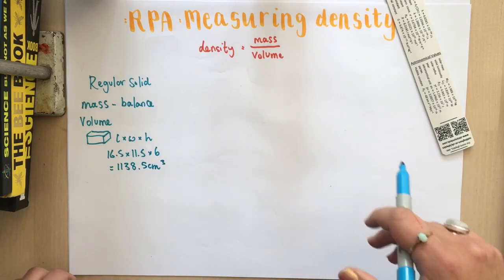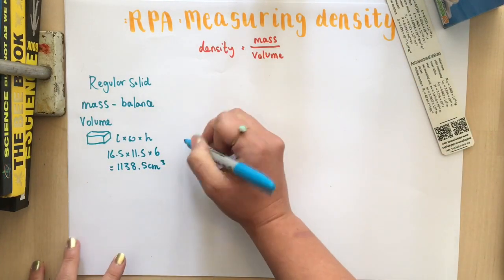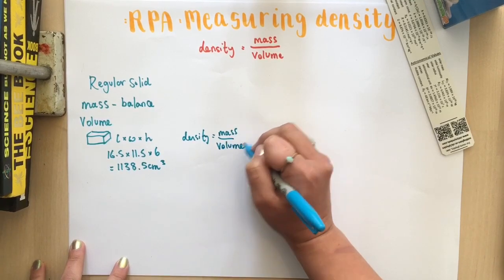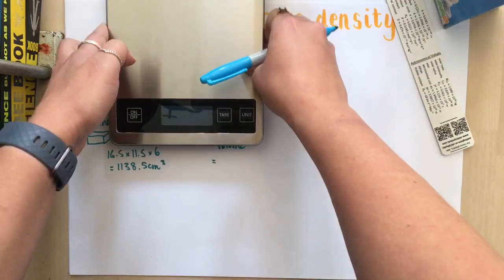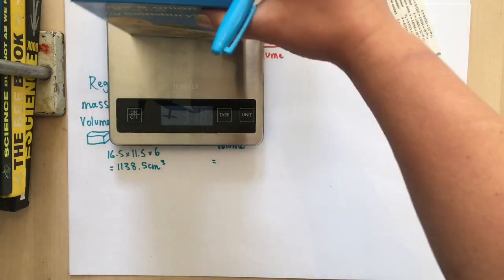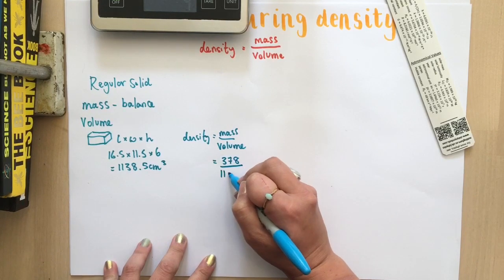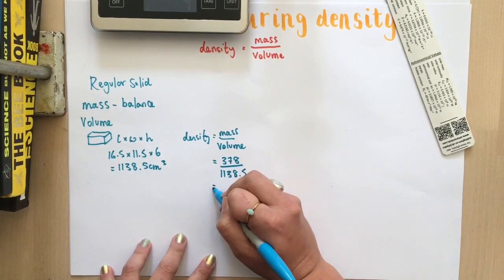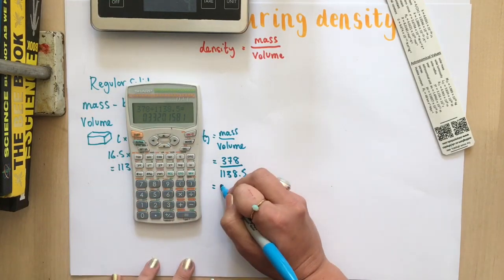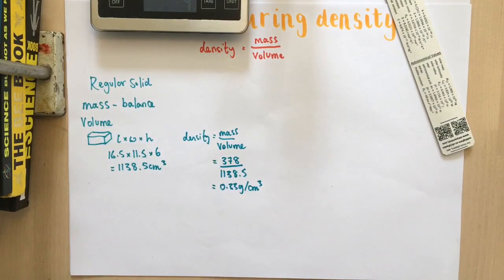Okay, so if I wanted to find the density of this box of stuffing, then I need to do our equation. So density is equal to mass divided by volume. And I need to find the mass by putting it on a balance. So 378 grams. So 378, and the volume is 1,138.5. So if we do this on the calculator, that is 0.33 grams per centimetre cubed. So that's quite a straightforward one.